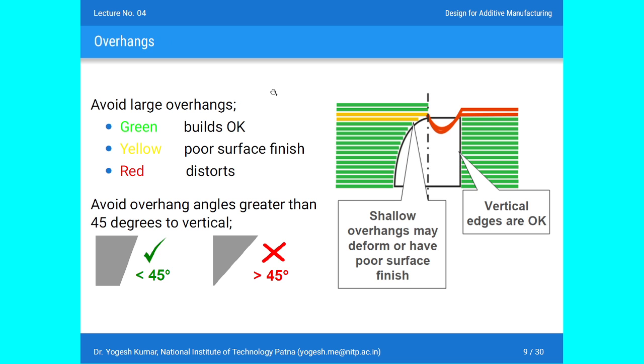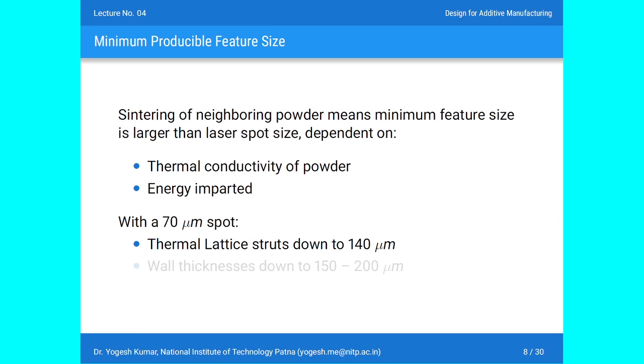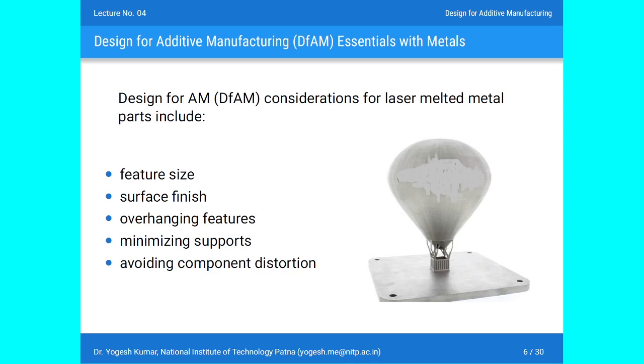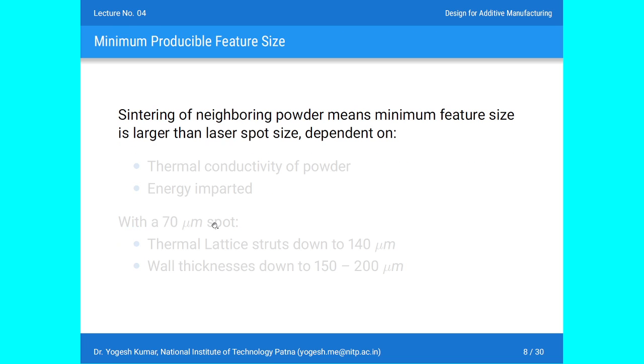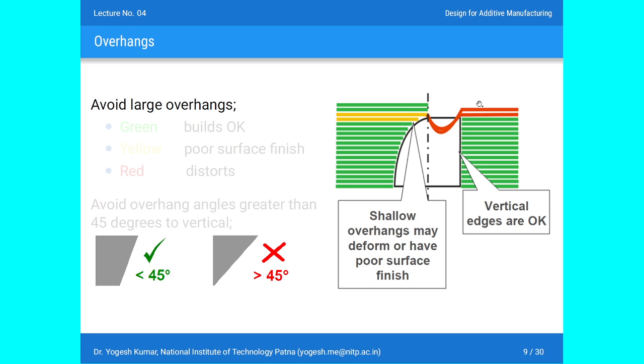Talking about the issues because of overhang: the first feature was your feature size, then surface finish, then overhanging feature. In the overhanging feature, we could see that these kinds of issues will come when your overhang angle is greater than 45 to the vertical, that is, the angle to your vertical axis.